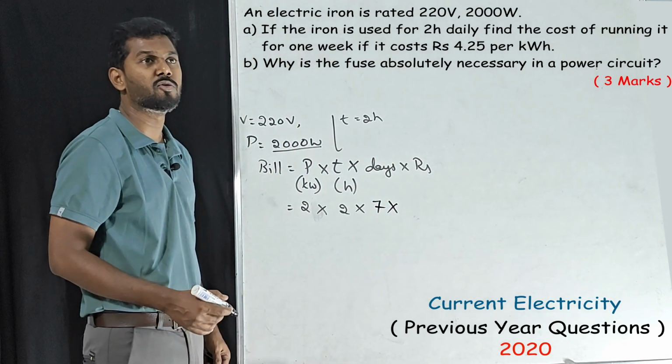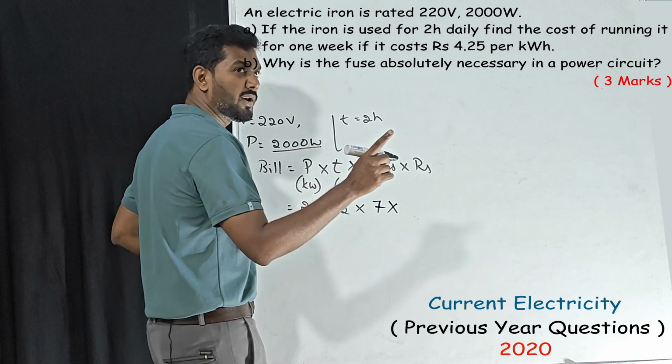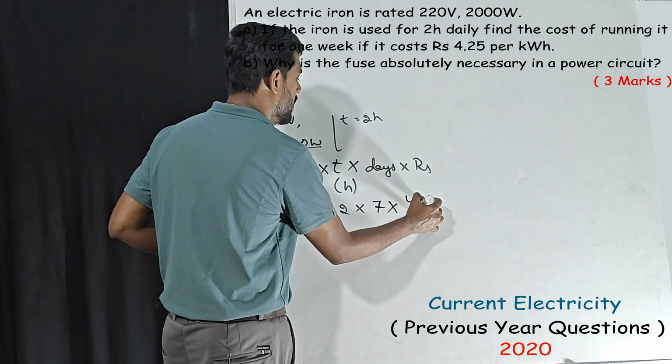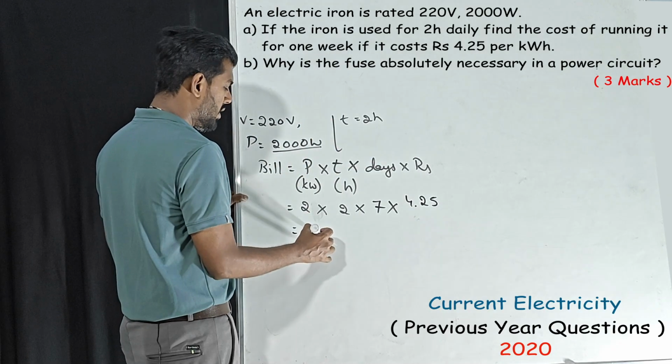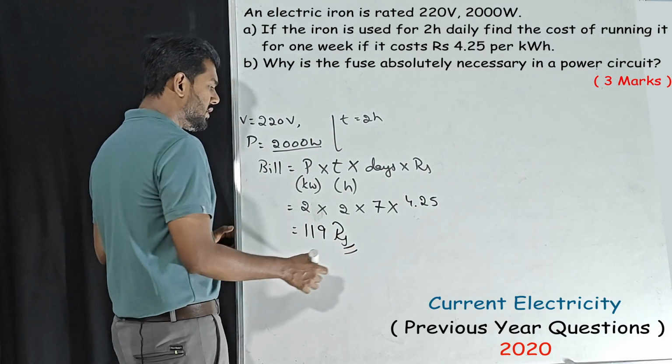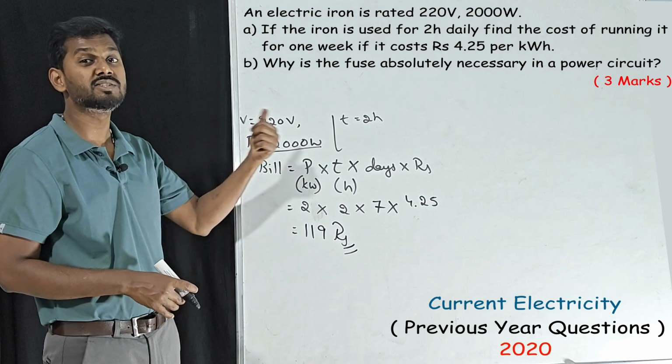And what is the rupees value for kilowatt? Well, for 1 kilowatt it is 4.25. So now we have to find the value. Whenever we multiply all these things, 119 rupees. Now this is a very simple question. How can they twist these questions?